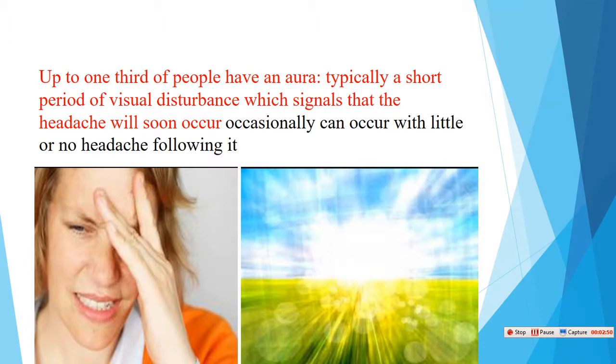Why in a dark room? Because up to one third of people have an aura. The meaning of aura is typically a short period of visual disturbance, which signals that the headache will soon occur. The visual disturbance precedes the unilateral throbbing headache, as seen in this picture. This occurs with little or no headache following it.